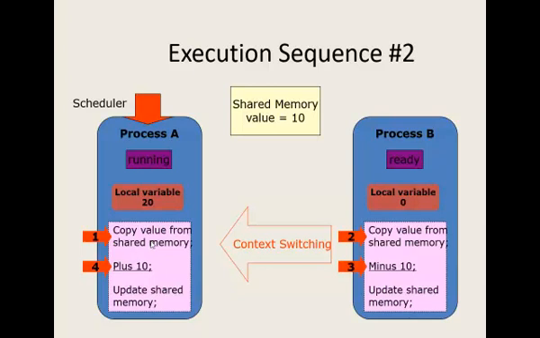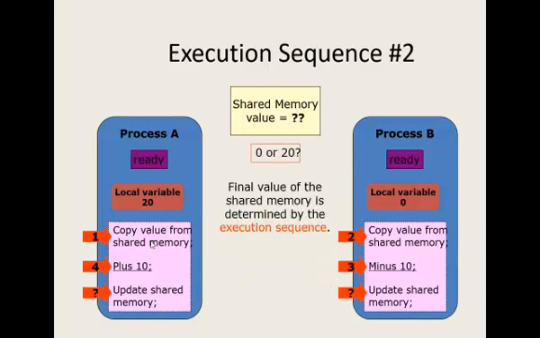So now there's a problem. As you can see, either process A updates the memory or process B updates the memory. It would be either 0 or 20, right? Because the local variable value of process A is 20, and the local variable of process B is 0.